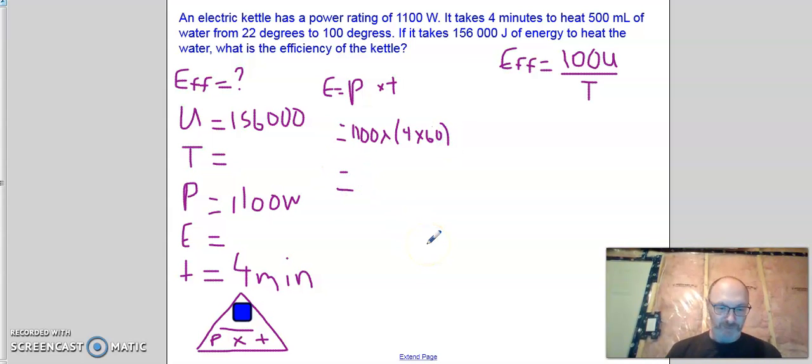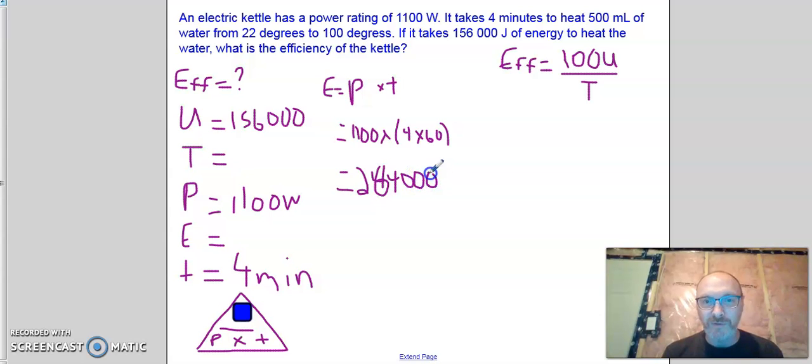So plug that into our calculator: 1100 times 4 times 60, and that gives me 264,000 joules. So this is the amount of energy that's coming out of the outlet to power the device, to heat the water, but it also includes its inefficiency.